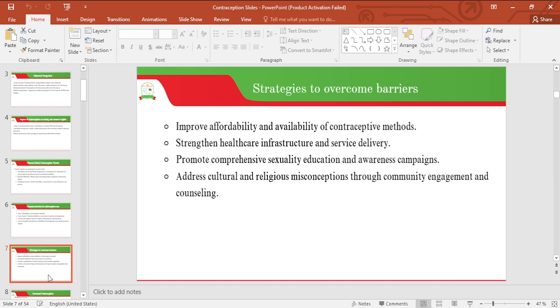Strategy number 2 is to strengthen the healthcare infrastructure and also service delivery, meaning that the primary health care centers, the primary health care units, they should be availed with the human resource, that is the nurses and midwives who can provide some of these methods to the clients. Strategy number 3 includes promoting comprehensive sexuality education and awareness campaigns. It means that the health personnel have to go further into the rural areas educating the women about the importance of the contraception.